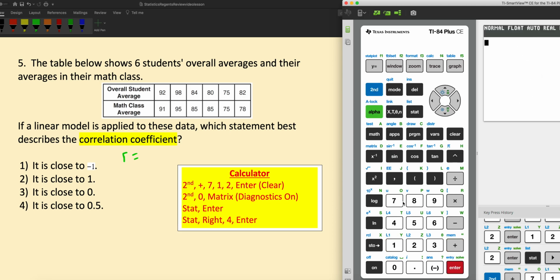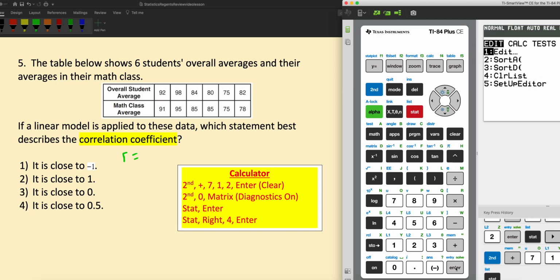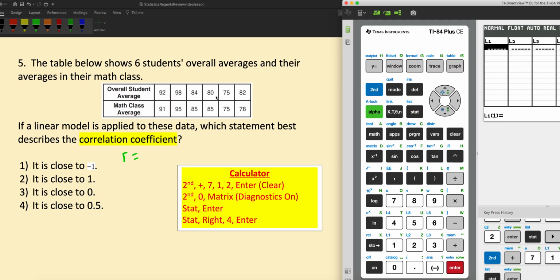Whenever you're putting on diagnostics and you're looking for correlation coefficients, you're going to be using both L1 and L2. So you hit stat enter. The top goes in L1, the bottom goes in L2. 92, 98, 84, 80, 75, and 82. Hit the right arrow to get to L2.